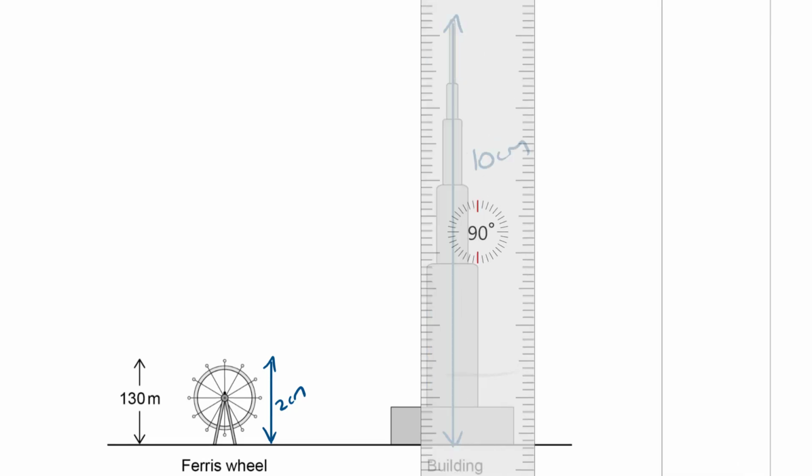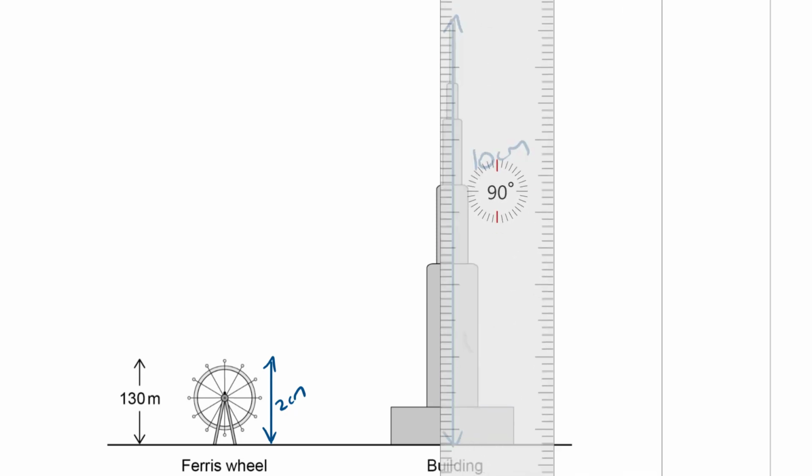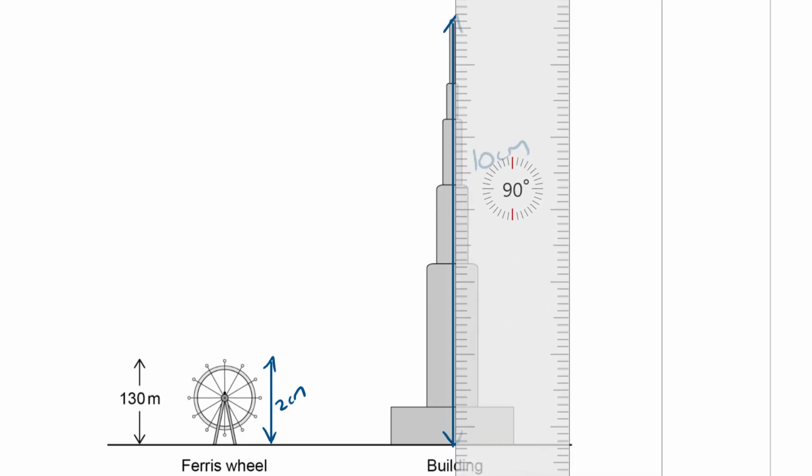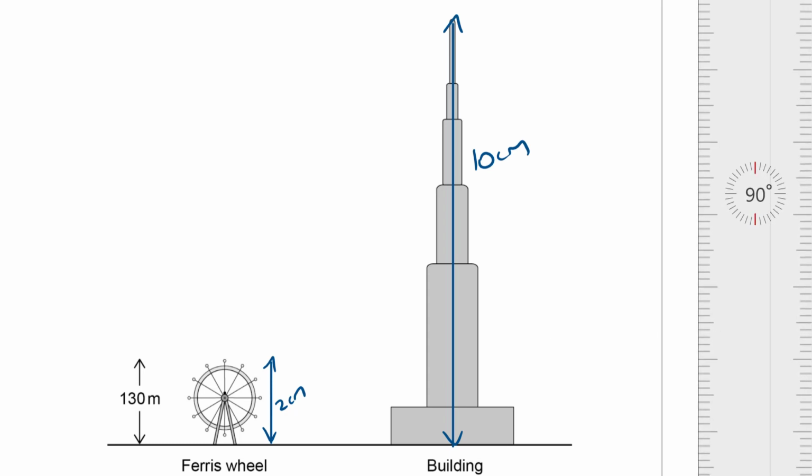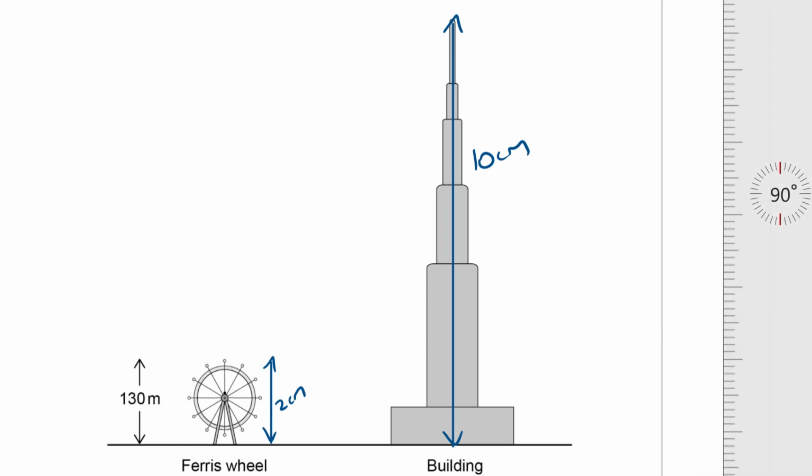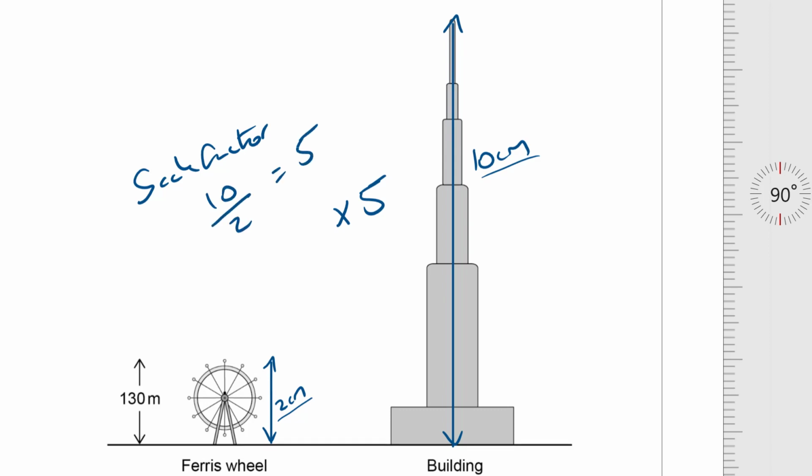Now my ruler, you'll notice, doesn't have any marks on it, so I can't really show you that, but that's what the mark scheme tells me. So if you measure it correctly and your paper's been reproduced properly, you should have 2 centimeters and 10 centimeters in here. In other words, the building is 5 times taller than the Ferris wheel, isn't it? Because 10 divided by 2. So the scale factor of these 2 buildings is 10 divided by 2, which is 5. Okay, so the building is 5 times bigger than the Ferris wheel.